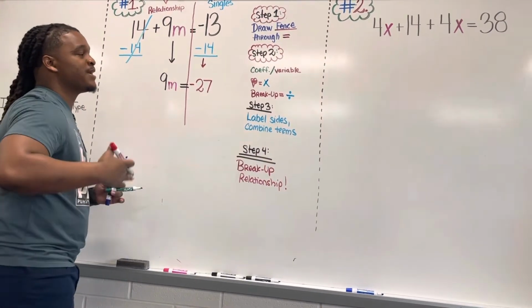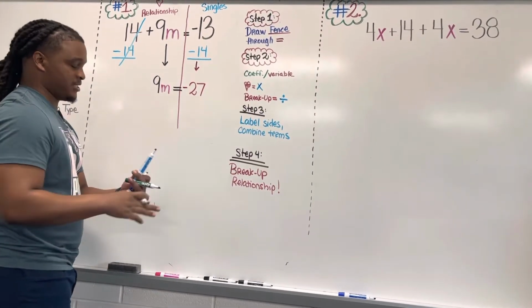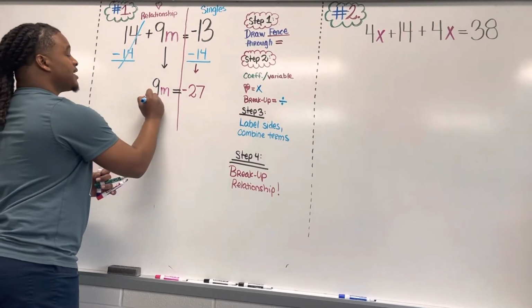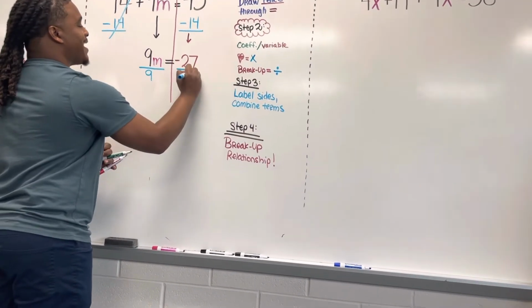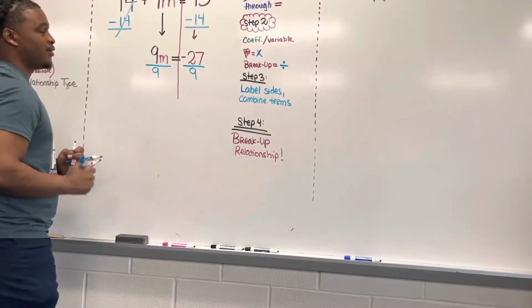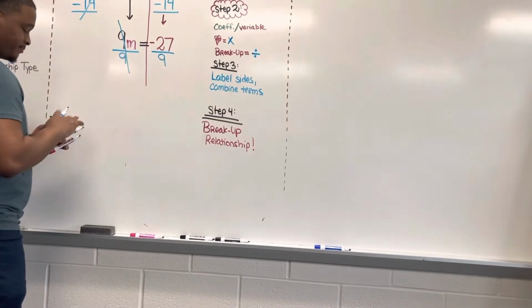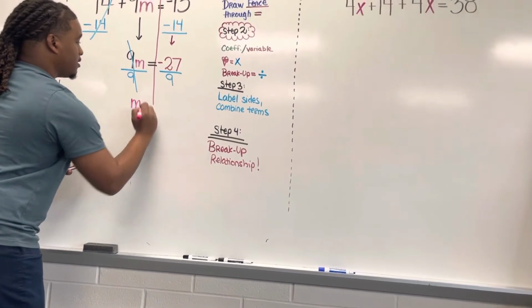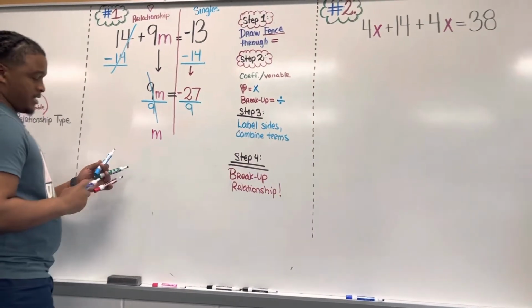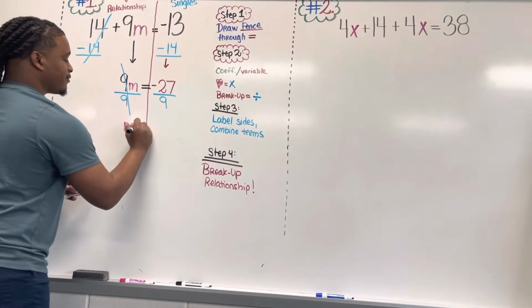So if their relationship is based on multiplication, that means that the breakup is the opposite of multiplying, which is dividing. So the person that's breaking up with M is 9. So I have to divide both sides by 9 in order for 9 to break up with M, or M to break up with 9. So 9M divided by 9 is just M. All right? And negative 27 divided by 9 is negative 3.